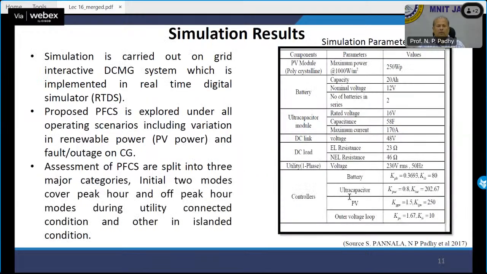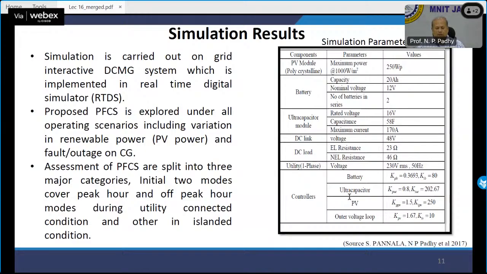So now I will be talking about many simulation results. These are the PV models. We have taken maximum power of 1000 watt, 250 watt. The battery will be of 20 ampere hour, a very small one, and nominal voltage is 12 volt. It is a simple car battery actually. And then an ultracapacitor of 16 volt and 58 farad, 170 ampere.